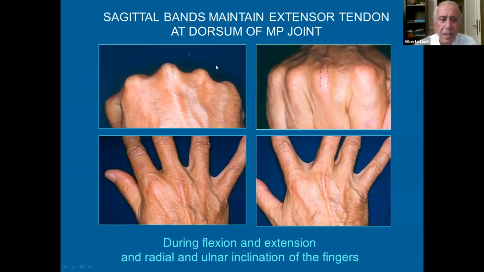The sagittal bands hold. The function of the sagittal band is to hold the extensor tendon on top of the metacarpal head, because there is no real insertion, as we said before, of the tendon into the base of the proximal phalanx. So something has to hold it in place. During flexion of the joint, radial inclination or ulnar inclination, which is usually larger in the fingers, there is more ulnar inclination than radial inclination, but the extensor tendon always has to be on top of the metacarpal head. Otherwise, it would be ineffective for joint extension.